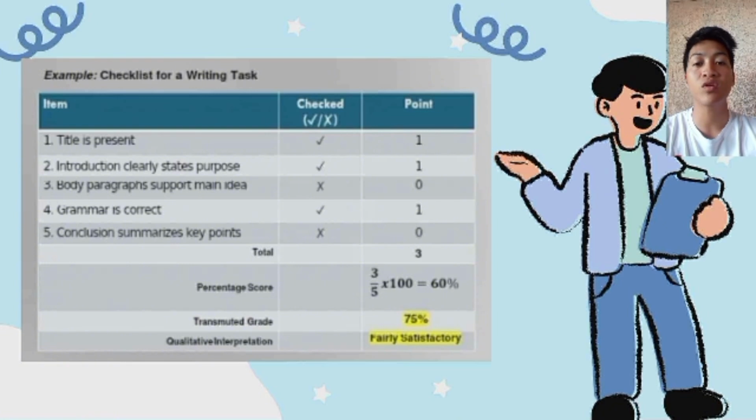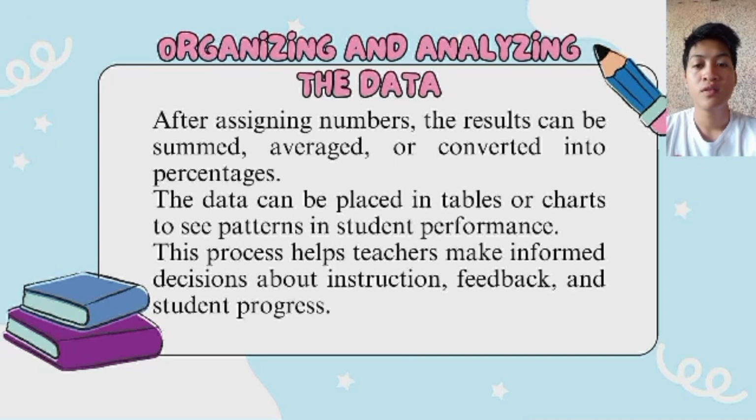To find the score, we do a simple math problem. The student got 3 points out of a total of 5. When we multiply by 100, we get a 60% score. Finally, we look at the bottom of the table, the transmuted grade, which is 75%. So the result is fairly satisfactory, which means the work is okay, but there is still room to make it better.